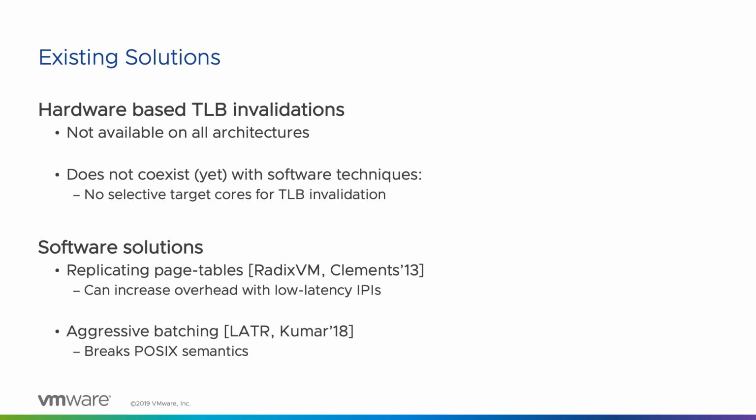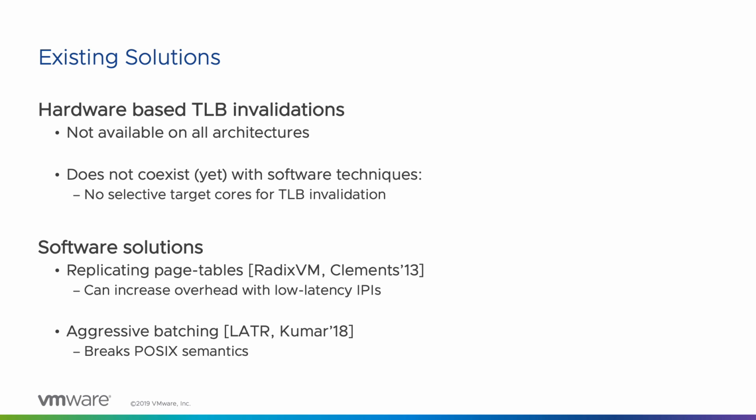TLB shootdowns are not new, and there are many existing solutions, which would not fit into this slide. Most of the proposed solutions delegate the remote TLB invalidation task to the hardware. Such hardware, however, is not available on all architectures, and even when it is available, the hardware interfaces are not always suitable. For instance, on ARM, the hardware can flush remote TLBs, but this is done through broadcast to all cores, which results in high overhead on big machines.